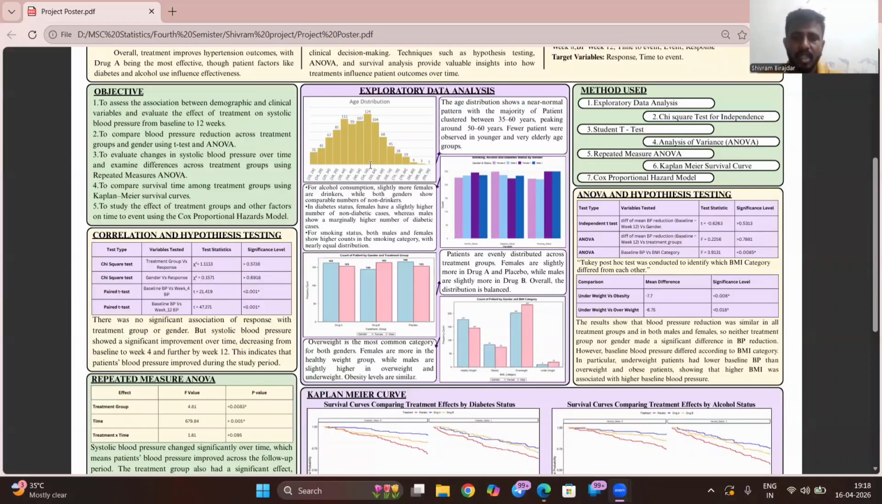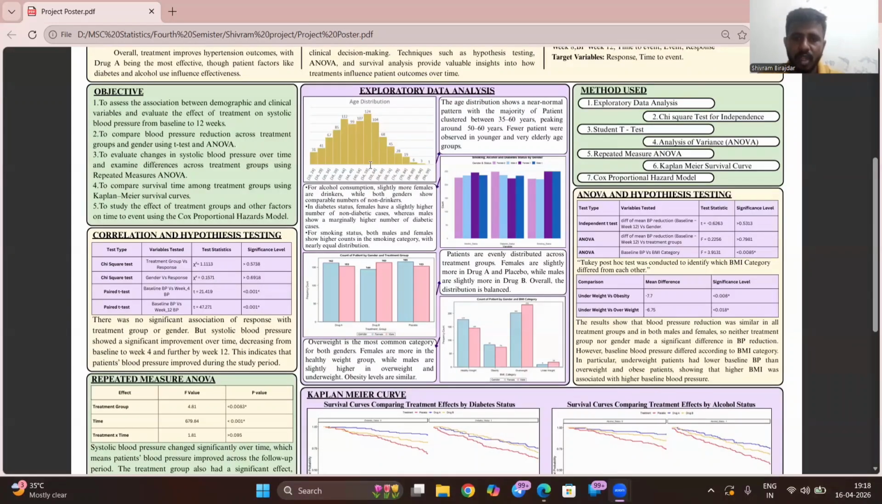From the hypothesis testing result, there is no significant association between treatment group and the response, and no significant association between gender and the response. However, the paired t-test shows a significant reduction in BP from baseline to week 4 to week 12. This means that treatment is effective overall, even if the groups don't differ much.